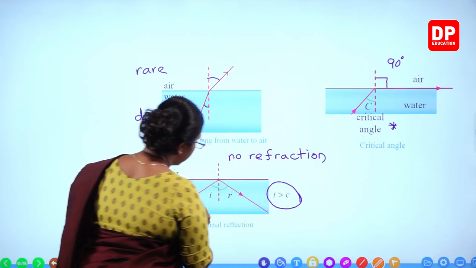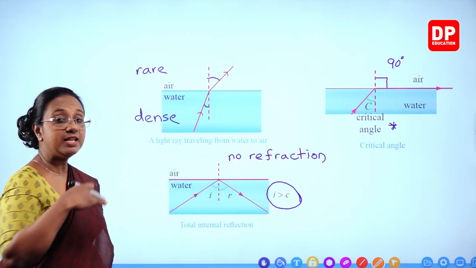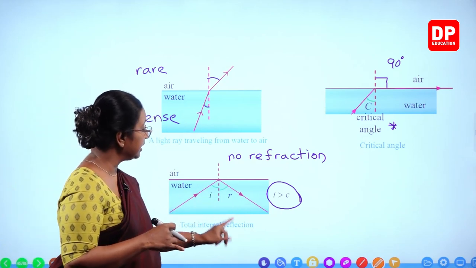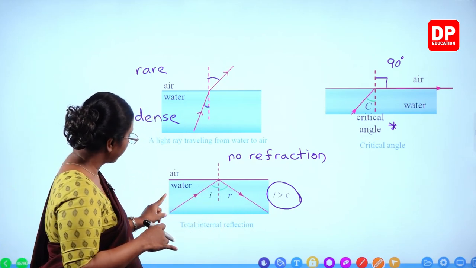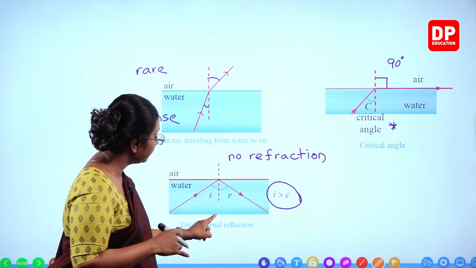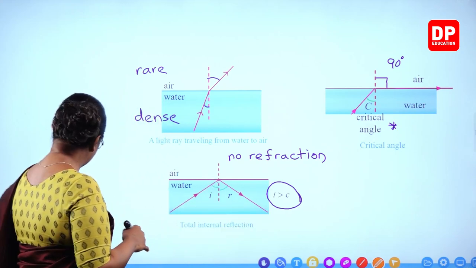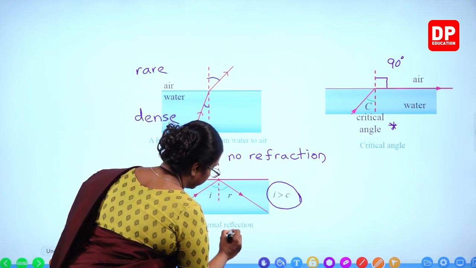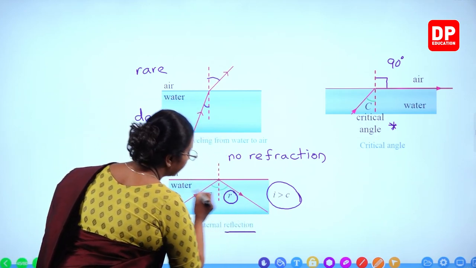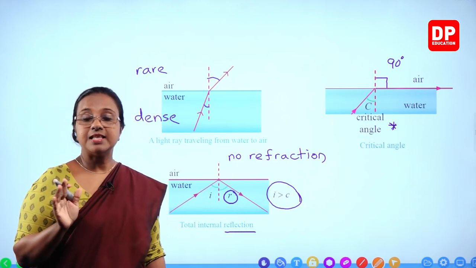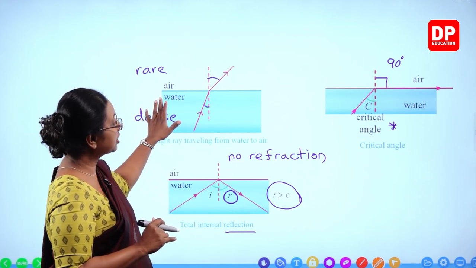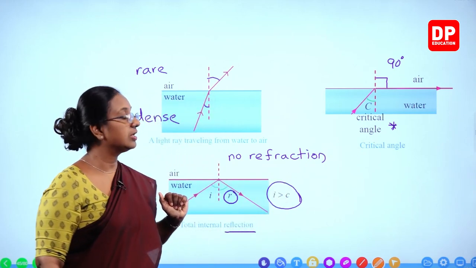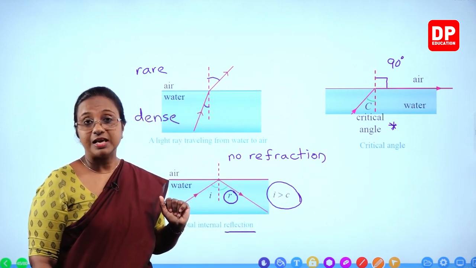Instead, there is reflection within the same medium. So that is known as total internal reflection. Now here also the angle of incidence is equal to angle of reflection. Here it is reflection. This R is angle of reflection. Is that clear? Here there is refraction. Here also there is refraction. Here there is total internal reflection.